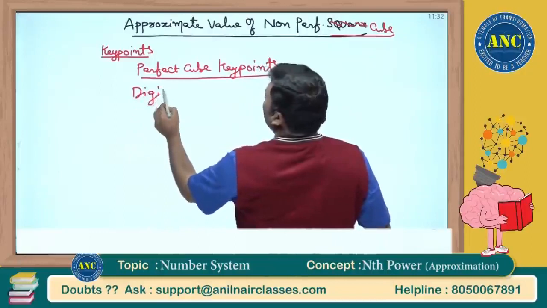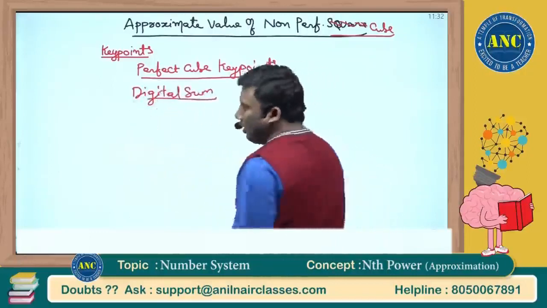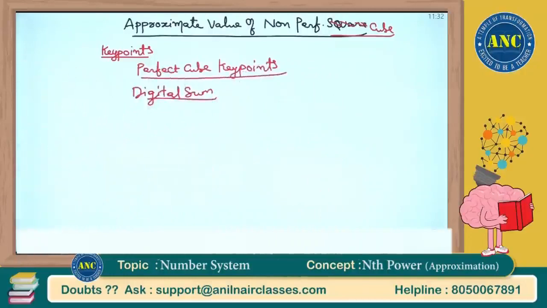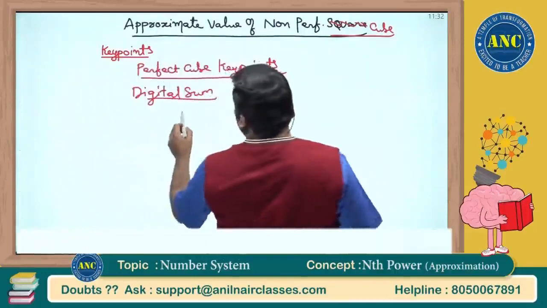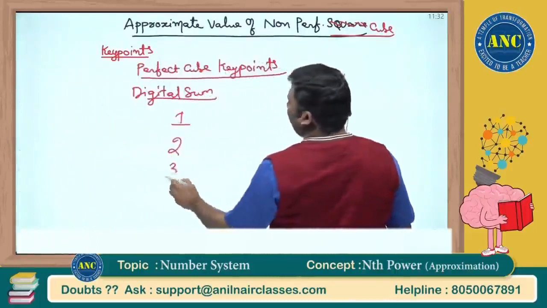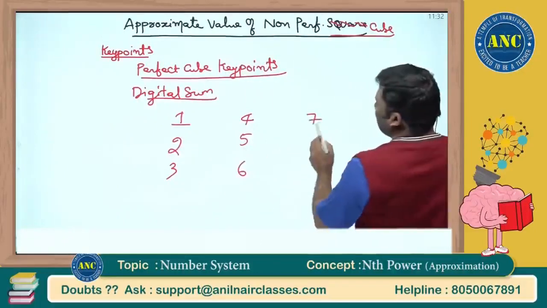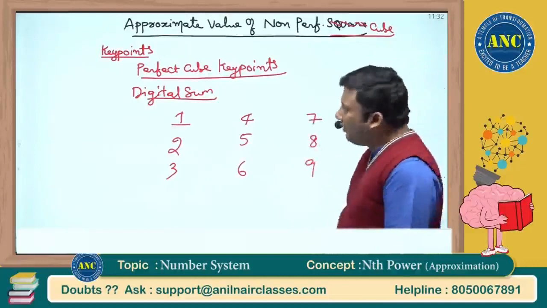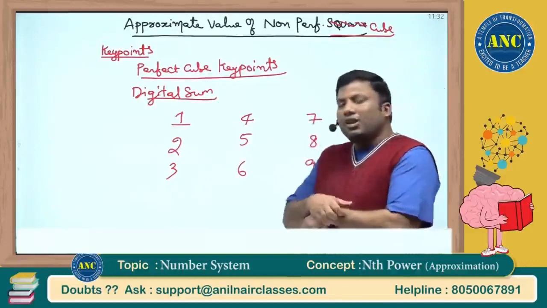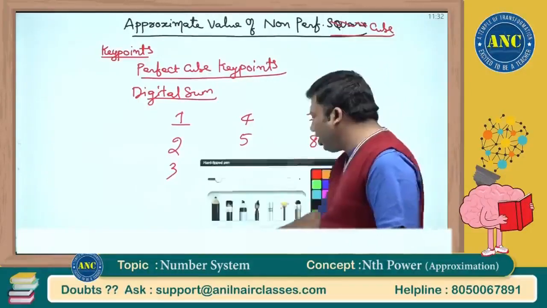What do you mean by digital sum? Digital sum is defined as the sum of the digits until a single digit is obtained. The possible digital sums of every number are 1, 2, 3, 4, 5, 6, 7, 8, 9. What is a very important key point with respect to perfect cubes?